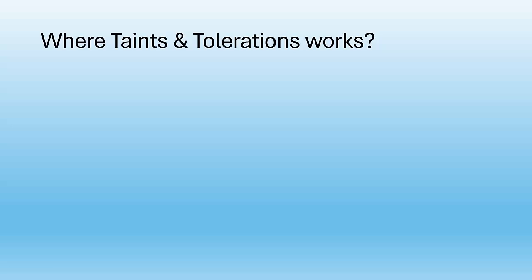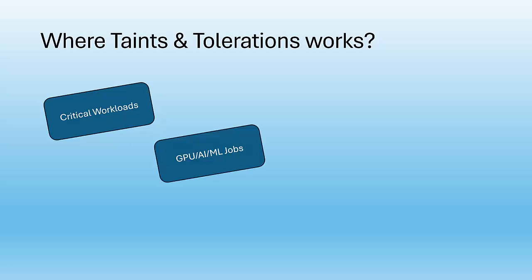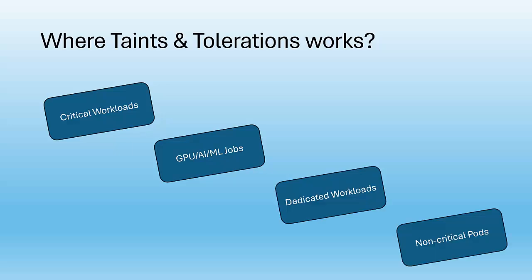So where do taints and tolerations work? We can use them for isolating critical workloads like the control plane or monitoring, use them for dedicated AI/ML jobs, keeping regular workloads off infra nodes, and lastly evicting non-critical pods under pressure. That's it for today. You now understand how to use taints and tolerations to enforce pod placement policies and keep nodes safe.